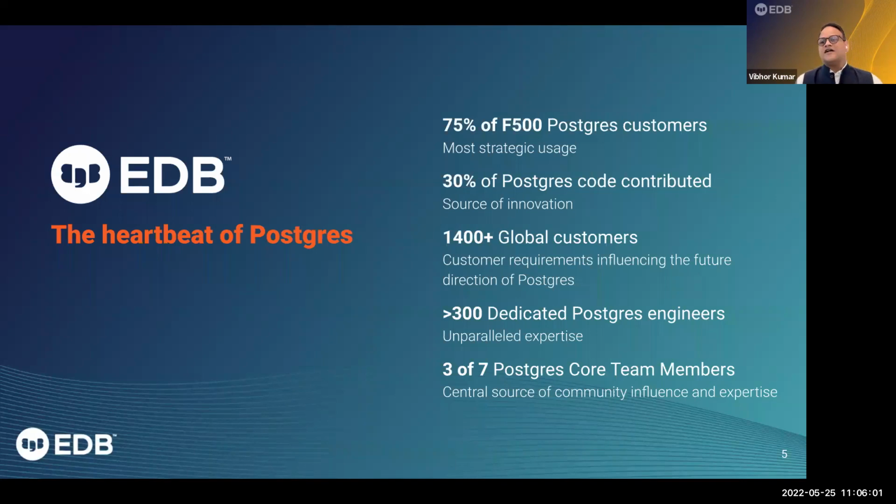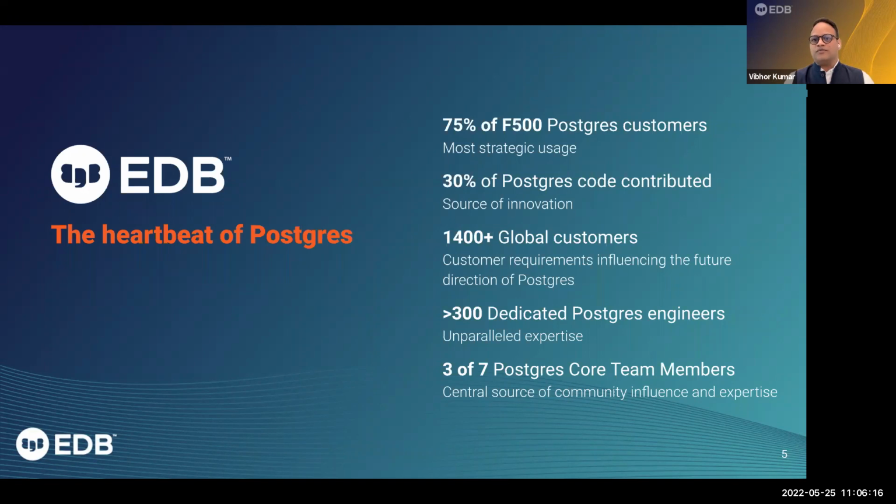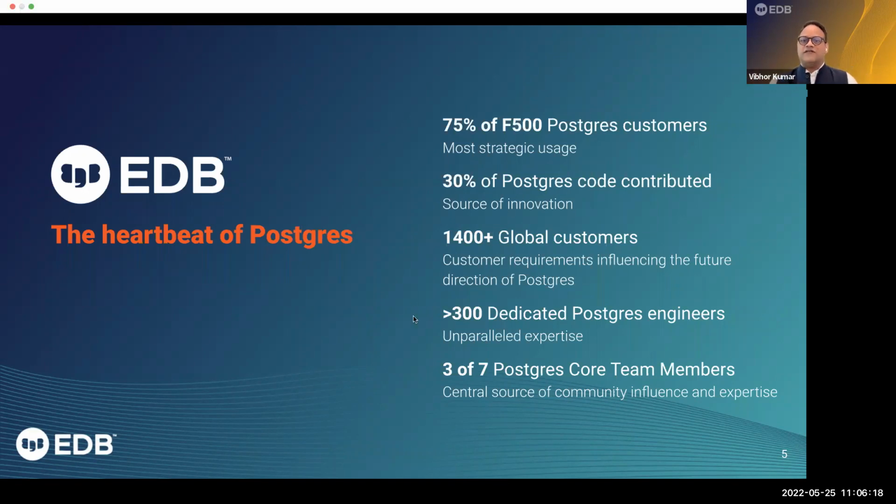With this, there are some important facts about EDB. We have 75% of Fortune 500 Postgres customers who have strategically adopted Postgres for their data. We have 30% of the Postgres code contributed by EDB, right? This is a source of innovation, which we have done. It's a source of innovation for EDB too. This is the way we develop new feature capabilities in Postgres. We first contribute to the community, and then accordingly we provide it to our customers and users.